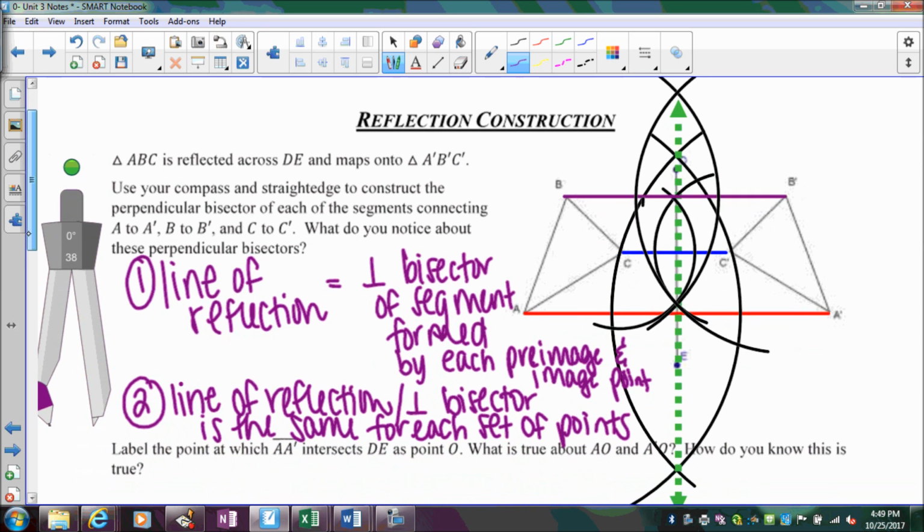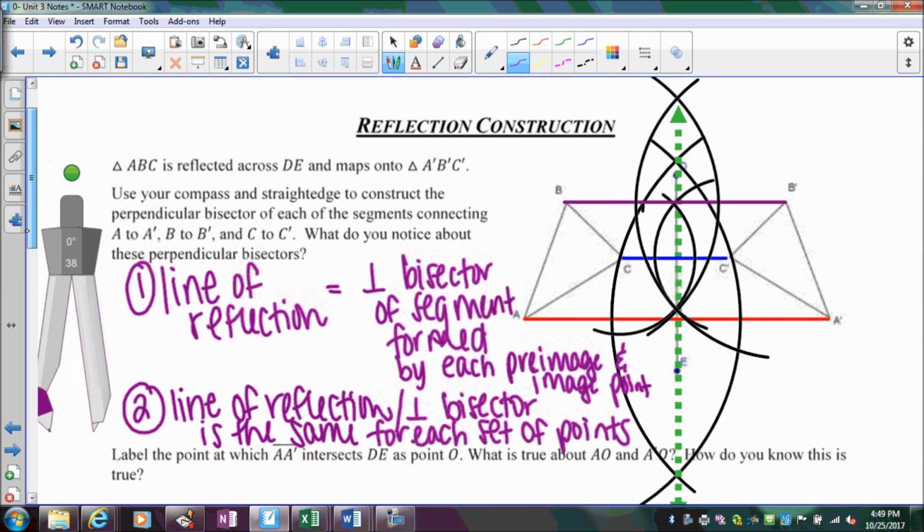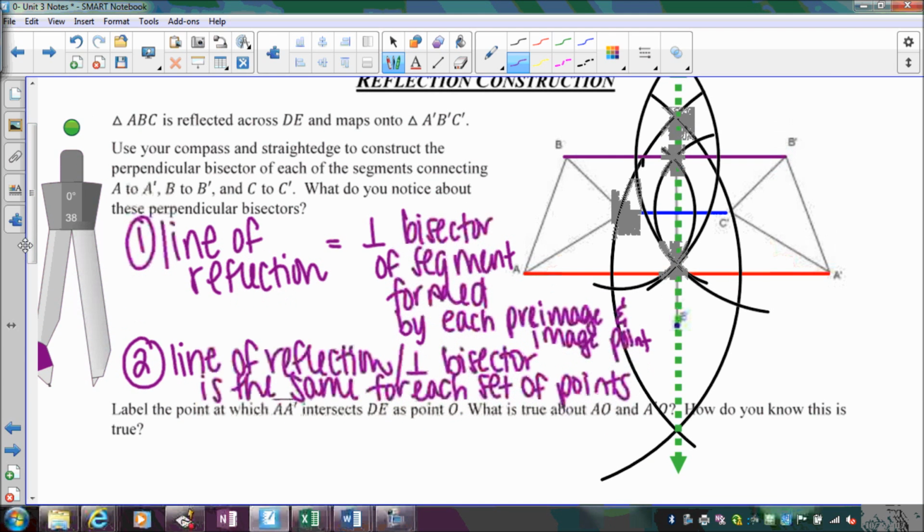The next questions ask us to examine why it is the perpendicular bisector. Why does that work? That's going to help us reflect an object in plane space, again, without using a mirror. The next step says to label the point at which A prime intersects DE as point O. Let me go to my picture here. A prime is this red segment. Label where it intersects our original segment, which is underneath there. Let me use black so it stands out. This point right here, label that as point O.